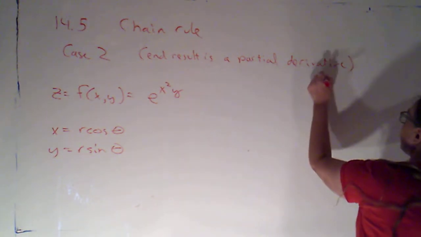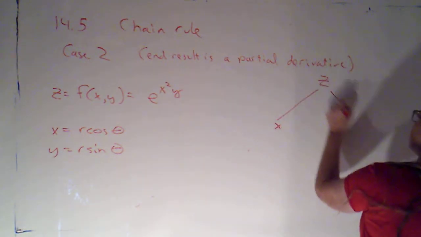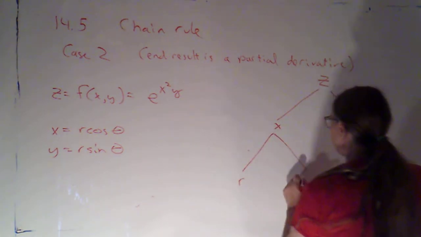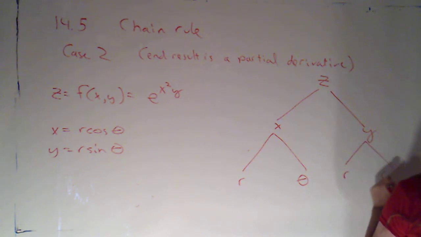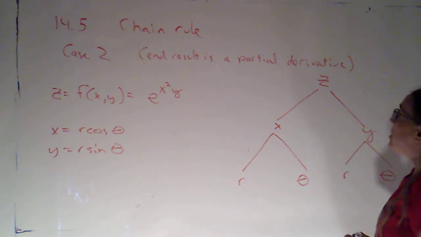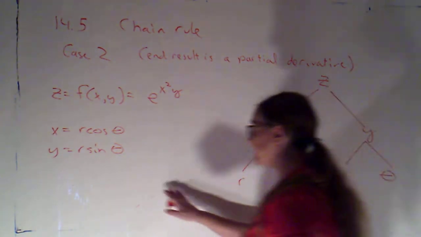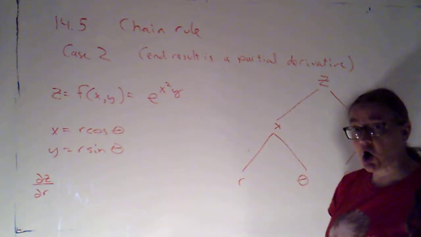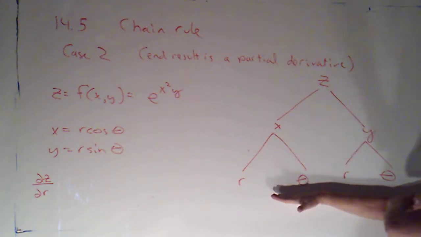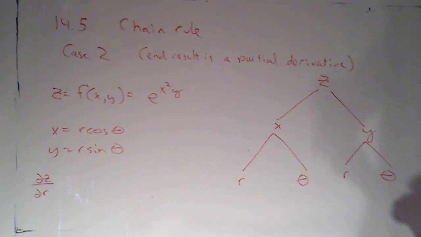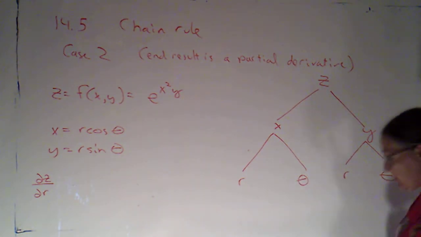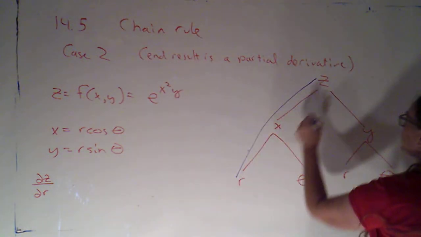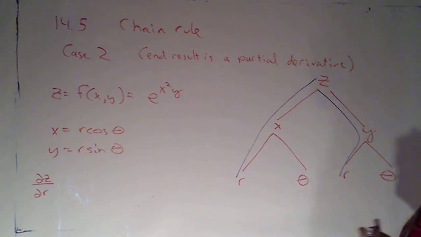So now here's my diagram. z is a function of x and y, each of which is a function of r and theta. So if I wanted to calculate the partial of z with respect to r, now that's going to be a partial derivative because z is ultimately depending on more than one variable. It's depending on both r and theta. Now if I'm doing that, I'm taking a look at the paths that connect z to r. So that would be this path and this path.